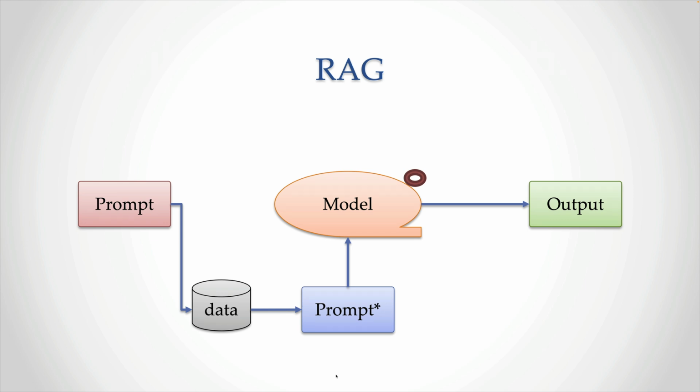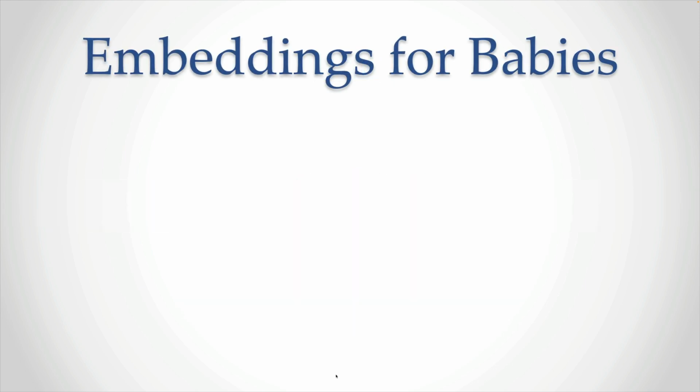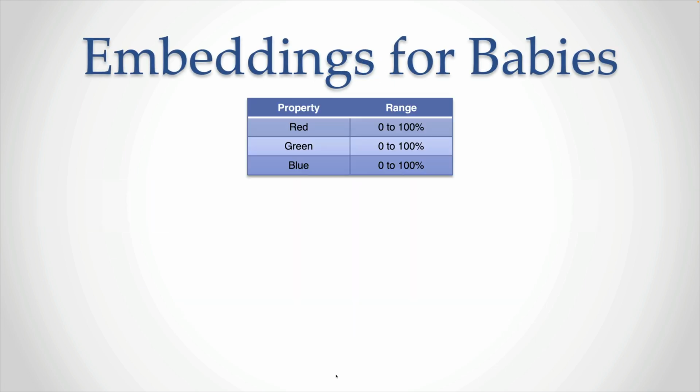Now that we know that our database contains embeddings, what are embeddings? Well, no offense, but we're going to start off like babies. Imagine that I had 3 properties, and those are going to be red, green, and blue. And they can range in value from 0 to 100%. For these 3 properties, I want to use them as a way to express their presence in describing something. For the thing that I want to describe, I really just want to say how much percent of red is in it, how much percent of green is in it, how much percent of blue is in it. That's what I want to say for anything I want to describe.